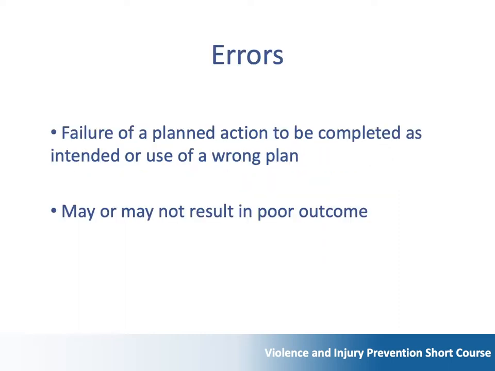An error is defined as failure of a planned action to be completed as intended or use of a wrong plan to achieve an aim. An error can be thought of as a failure to follow accepted practice at an individual or system level. An error can result in poor outcome, but an error may also occur without causing any negative impact on an outcome. In contrast to a complication or adverse event, which are by definition end results, an error is a contributing factor. An error that does not result in a bad outcome can also be thought of as a near miss.